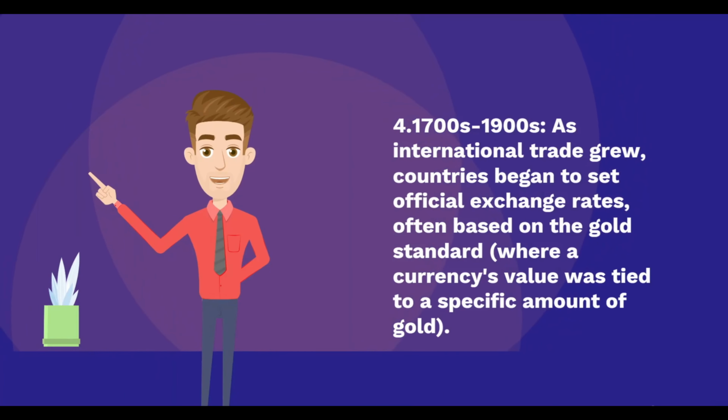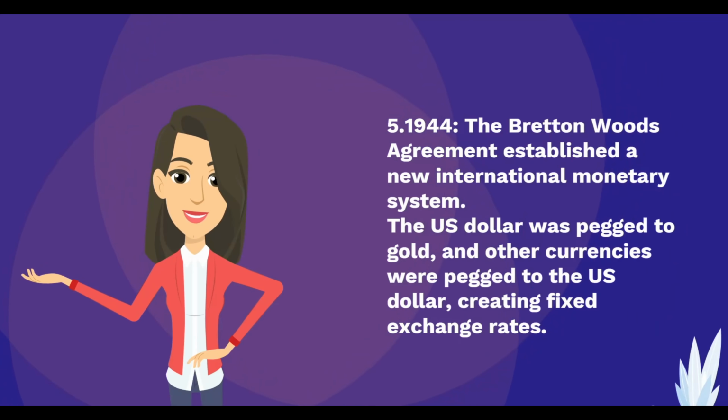4. 1700s to 1900s, as international trade grew, countries began to set official exchange rates, often based on the gold standard, where a currency's value was tied to a specific amount of gold. 5. 1944, the Bretton Woods Agreement established a new international monetary system. The US dollar was pegged to gold, and other currencies were pegged to the US dollar, creating fixed exchange rates.